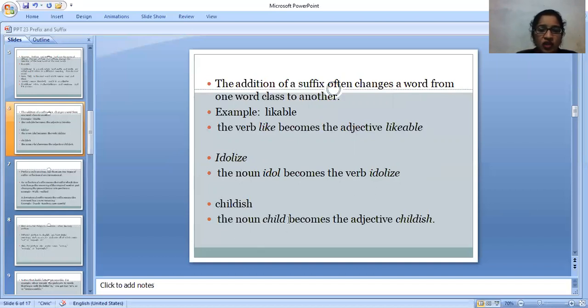In a similar way, childish. If you take the noun child and add the suffix "ish", then obviously this noun becomes an adjective, childish, right? So here the addition of a suffix often changes the form of the word. Here you can see how the verb got changed into an adjective, and how the noun here got changed into a verb, and here a noun to an adjective. So in most cases, the addition of a suffix obviously changes the word form.